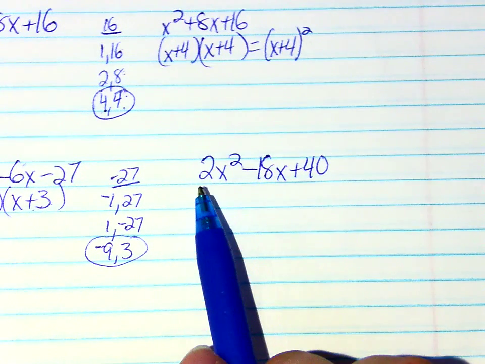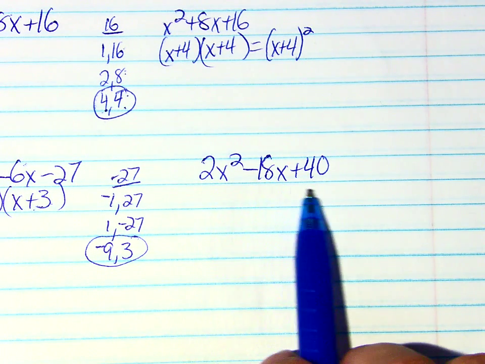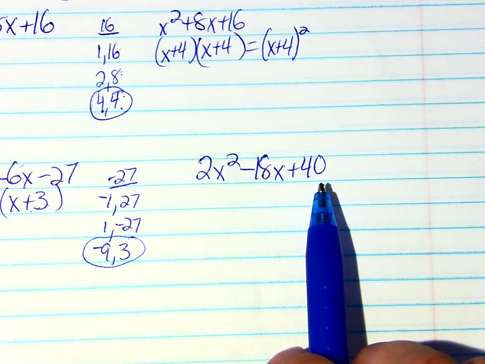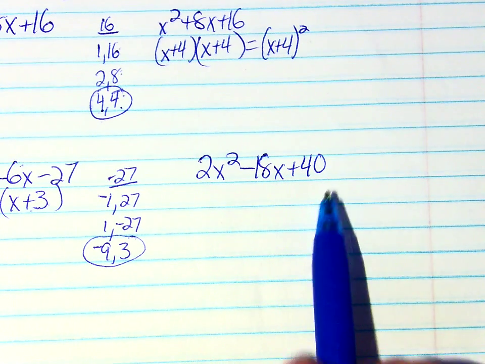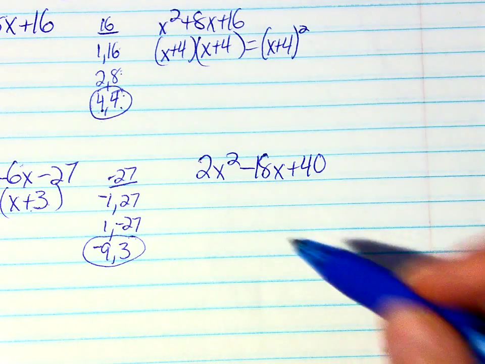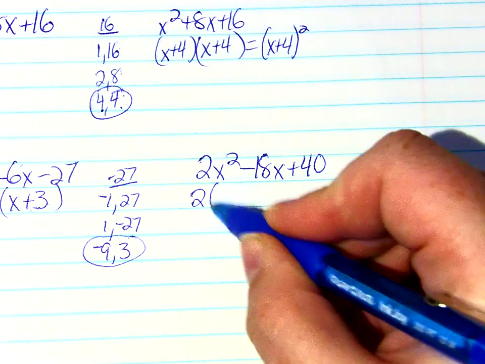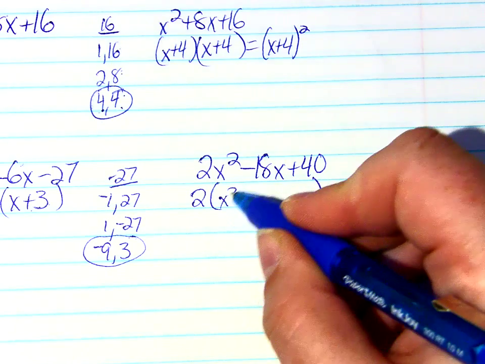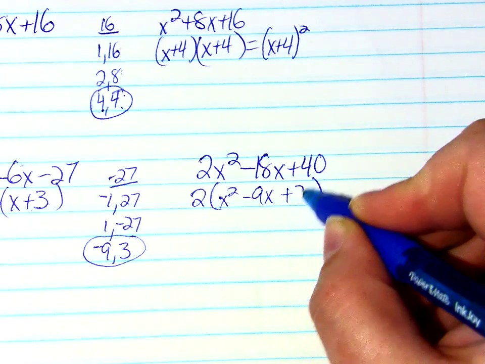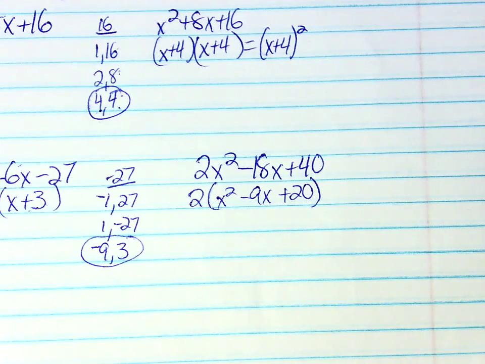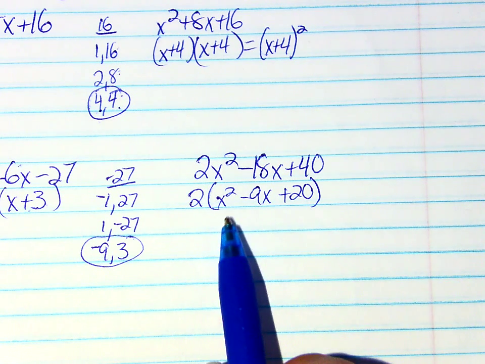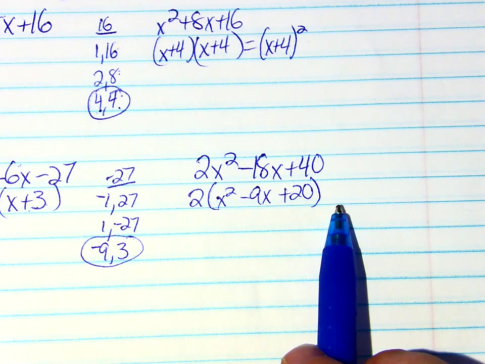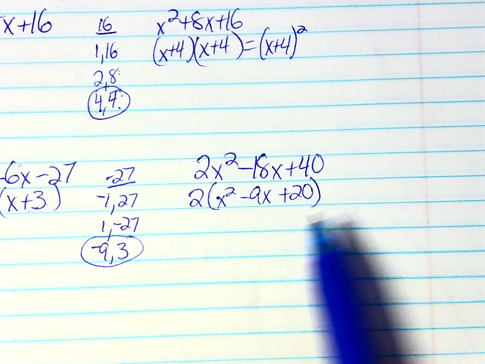However, in this case, if you look, isn't there a common factor? Yeah, you can take what out of all of them? 2. So I'm going to factor a 2 out, and then what would be left behind? X squared minus 9x plus 20. You got it. So now you do have a trinomial where a is 1 inside the parentheses. So now you just factor like I just showed you.